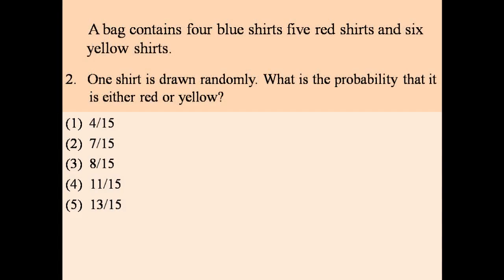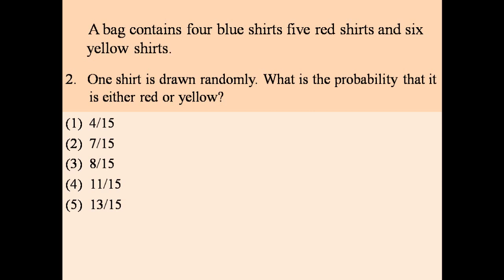One shirt is drawn randomly. The basic information is the same: 4 blue shirts, 5 red shirts and 6 yellow shirts are available. Out of them, this is a different type of combination now. Only one shirt is drawn randomly. What is the probability that what is drawn is either red or yellow? Here there is no blue involved, so that means a blue shirt should not be there. It can be either red or yellow.